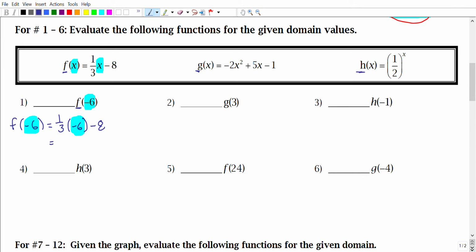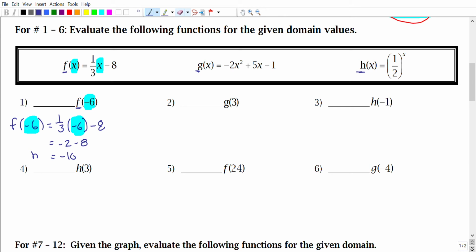So 1/3 times negative 6, that's a negative 2. Again, remember, 1 times negative 6, that's negative 6, divided by 3, that's negative 2. So now I have negative 2 minus 8. So I have a negative 10. So, whoops, let me erase that real quick.